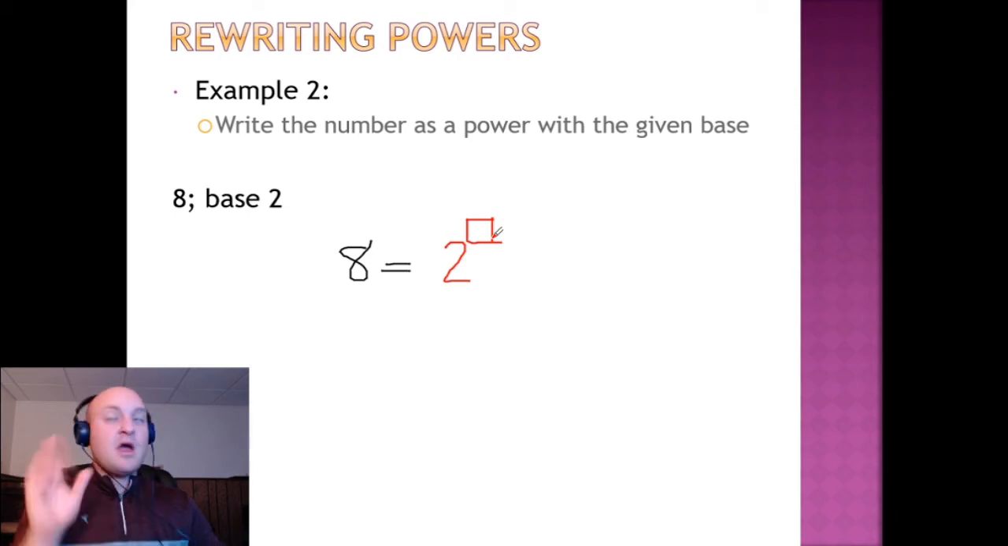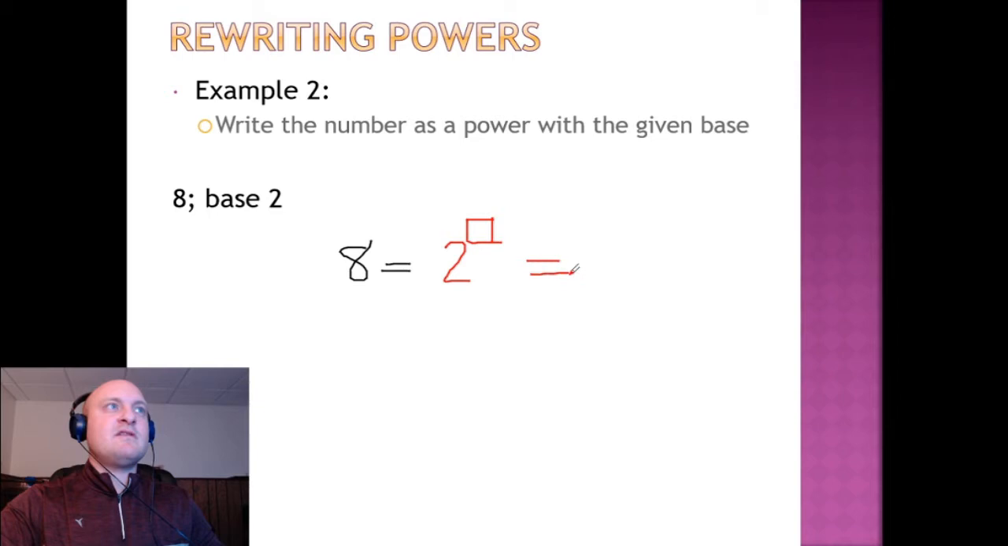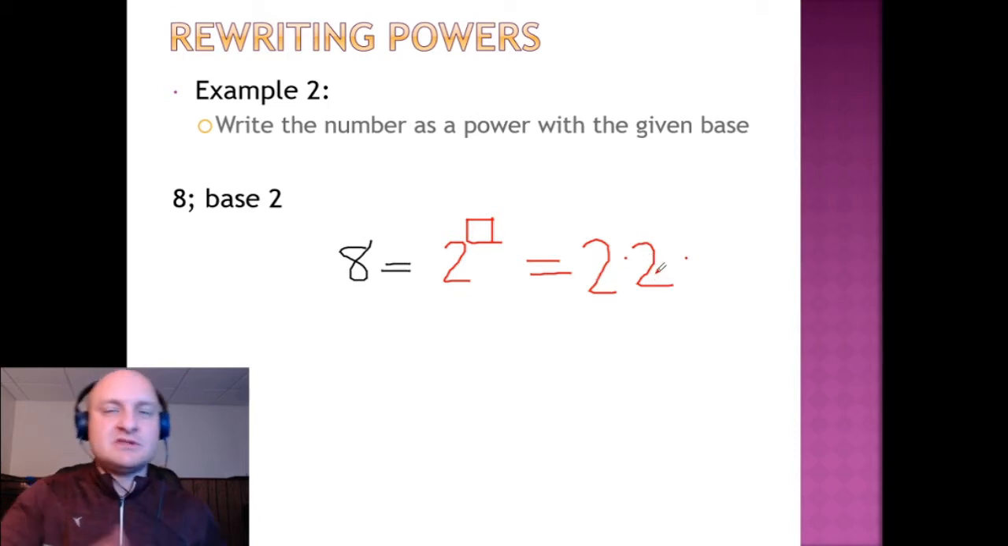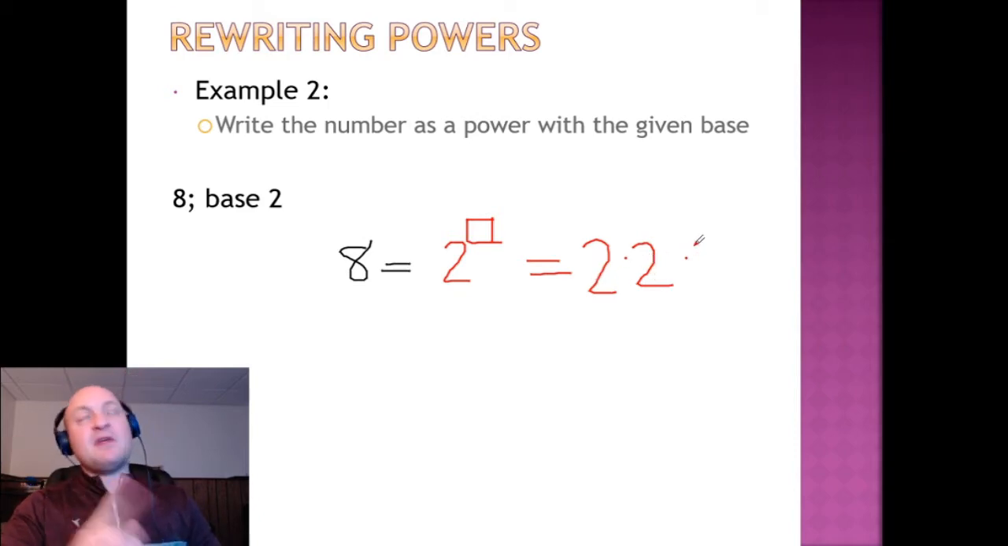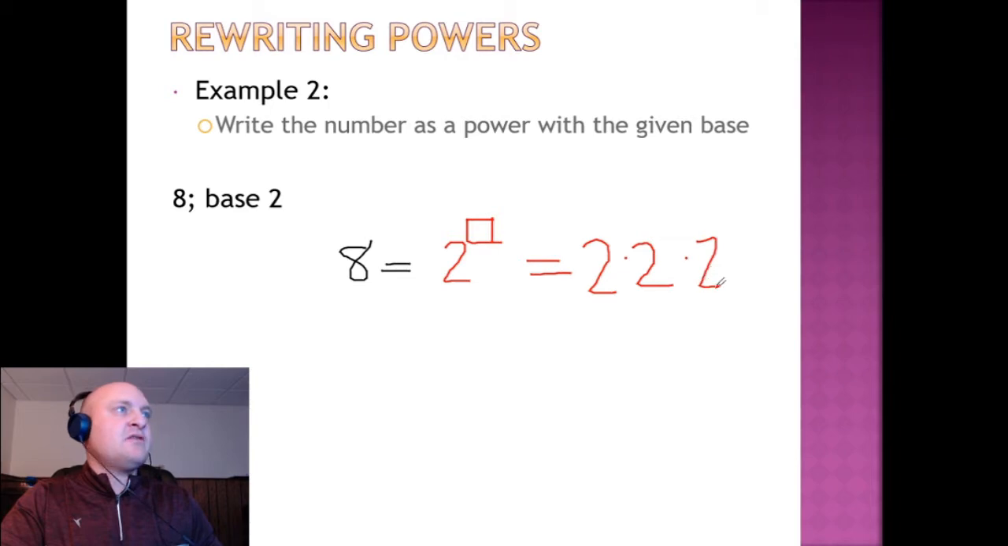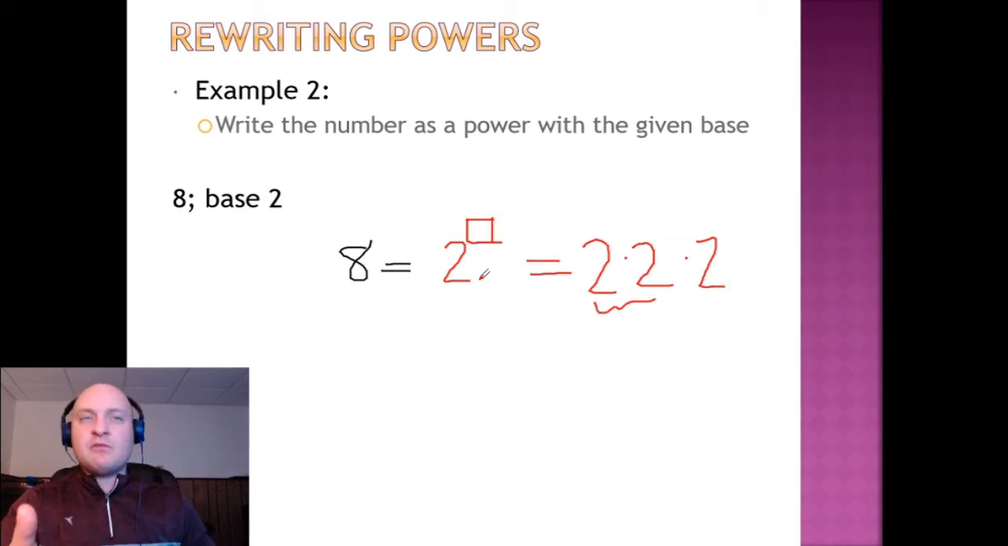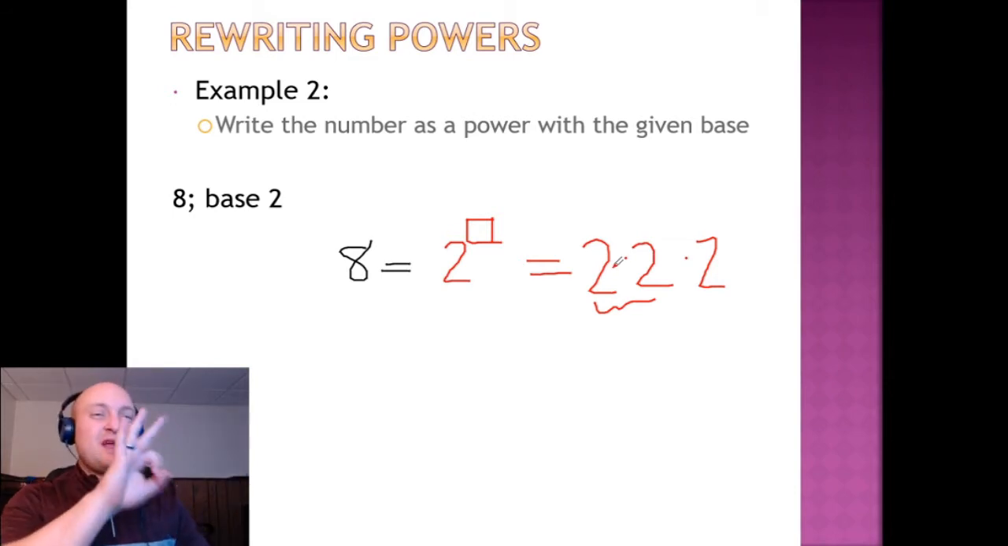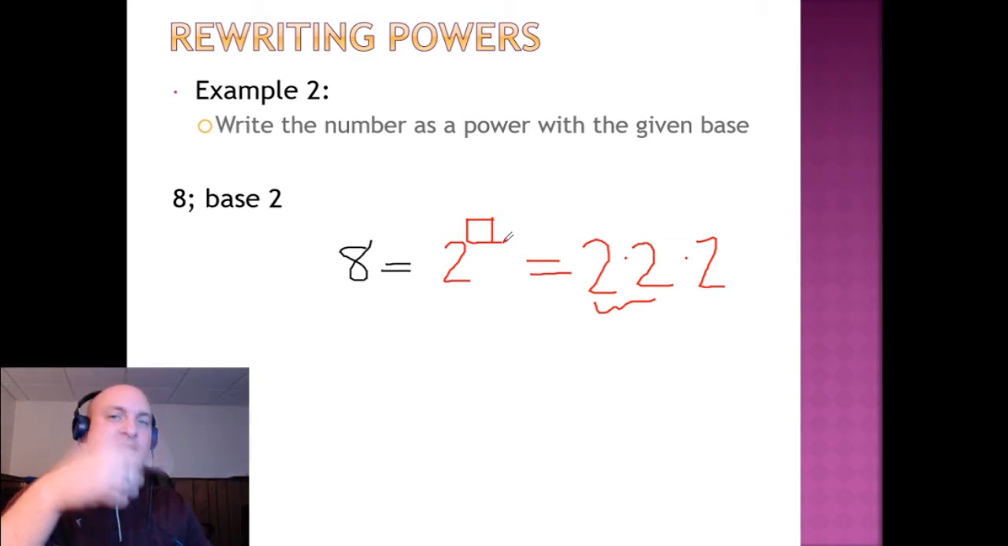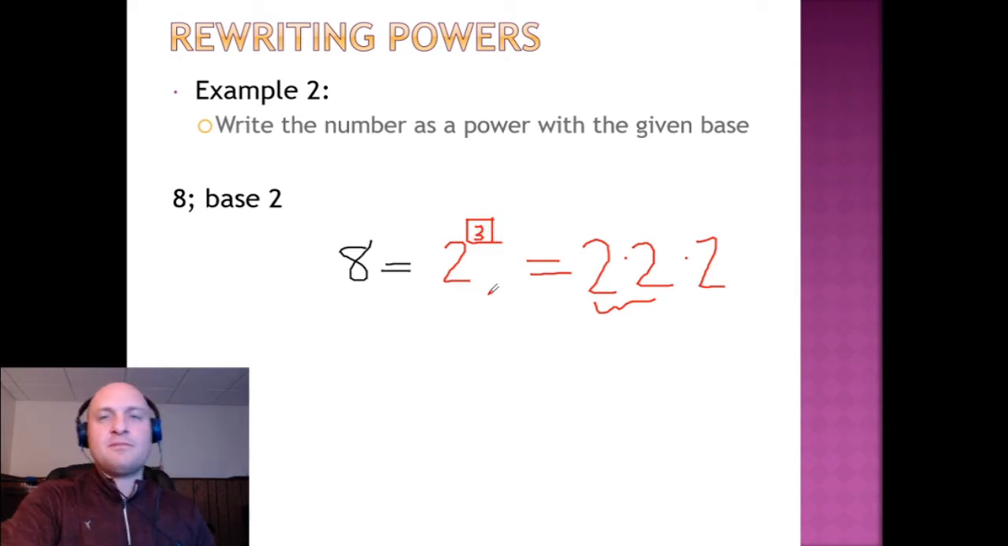You might think 4, but that would be a mistake because what's happening here is we're having to take 2 times itself, times itself, times itself to get to 8. Well, 2 times 2 is only 4, but then 4 times 2, if I add another 2 here, that would be 8. So since it takes 3 2's multiplied together to get to 8, our answer is 2 to the 3rd to represent 8.